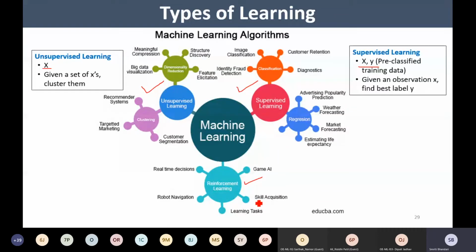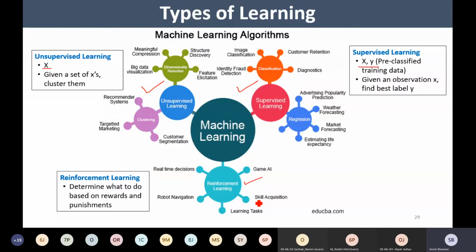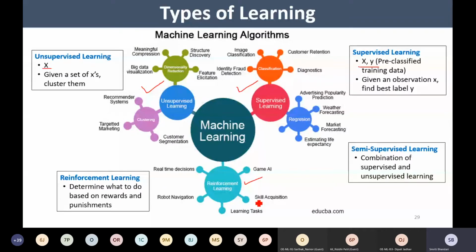Other than these three, supervised learning, unsupervised learning and reinforcement learning, which are the three major categories of machine learning algorithms, we have one small subcategory, known as semi-supervised learning. Semi-supervised learning is the combination of supervised and unsupervised learning. We are going to focus on this concept a bit later. This is only for your information.